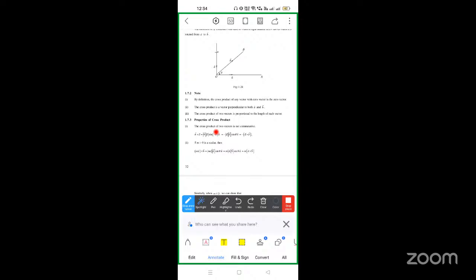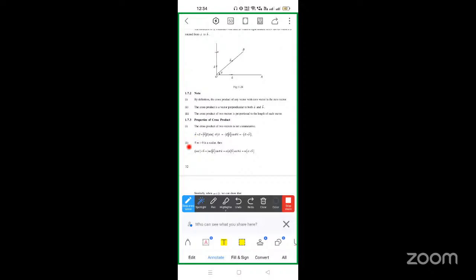Next, the cross product of two vectors is not commutative. A cross B is not equal to B cross A. But A cross B is equal to minus B cross A, or B cross A is equal to minus A cross B. So the cross product does not satisfy the commutative property. This is the first property of the cross product.